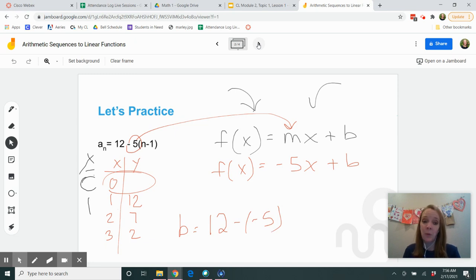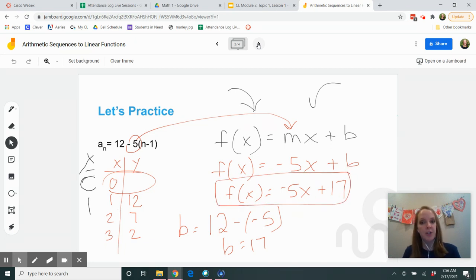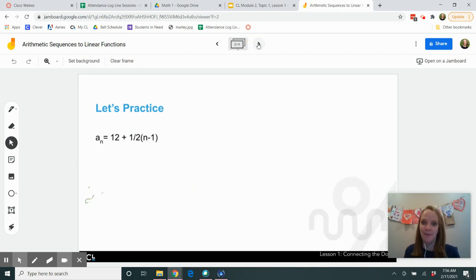Be really careful when you have a negative common difference. It's easy to accidentally forget the minus. 12 minus a -5 is 17. So b is 17. And we're done. We wrote our linear function equation. Okay, we're going to do one more that has a fraction. You all said yay, right?